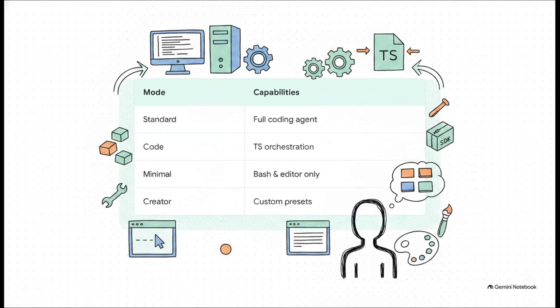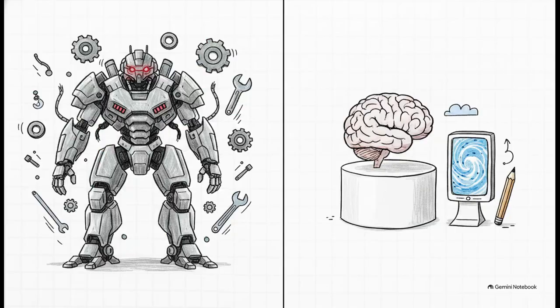Code mode is super interesting because it exposes tools through an SDK, letting the model coordinate multi-step TypeScript operations. Then you have minimal mode, which strips it all the way back to just 2 basic tools. And creator mode, which lets you experiment and build your own custom agent presets from scratch. Let's pause on minimal mode for a second because it is vital to understand its importance.